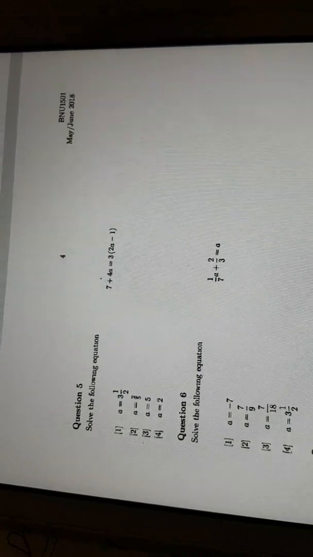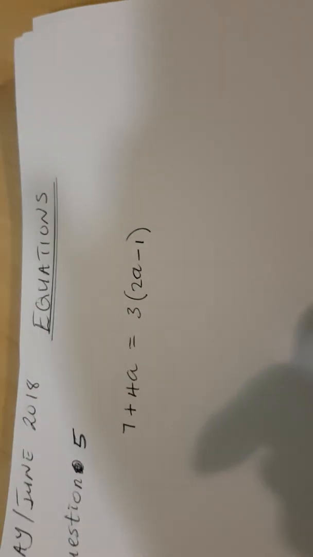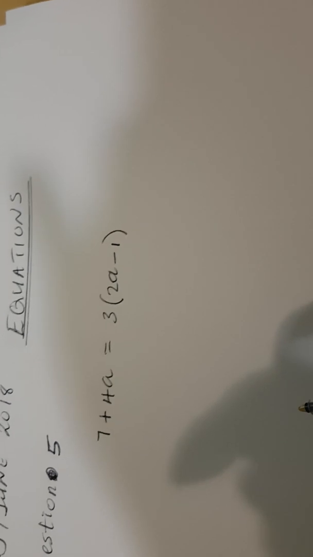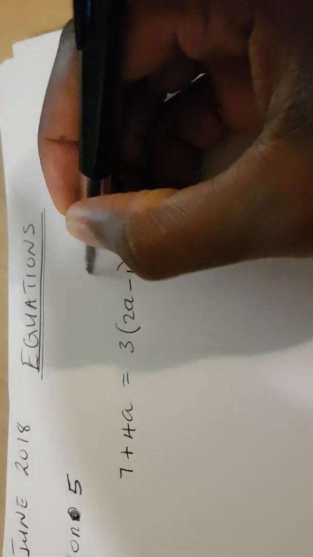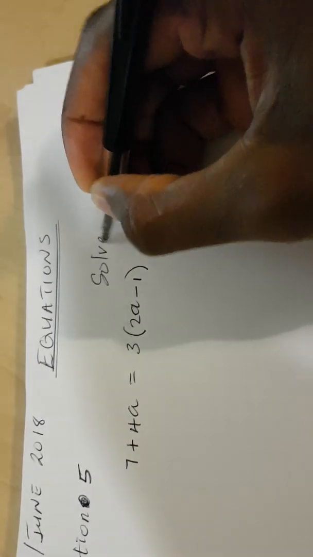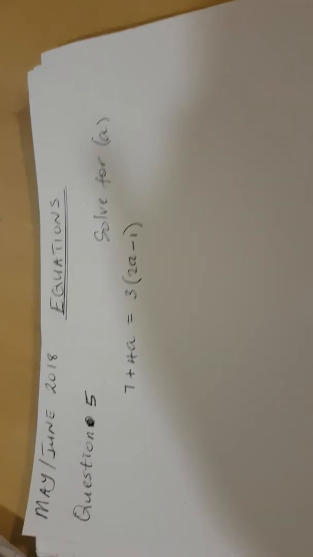Today we're going to do the equations. Okay, so the first question is May-June 2018, question number 5. So let's see how we calculate the equation. Question number 5: 7 plus 4a is equals to 3 bracket 2a minus 1. So we need to solve for a.